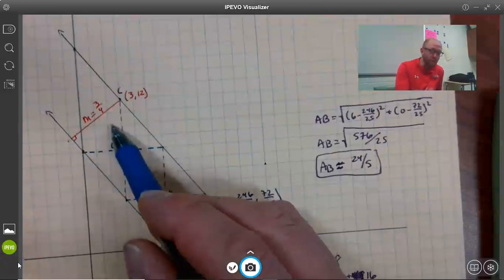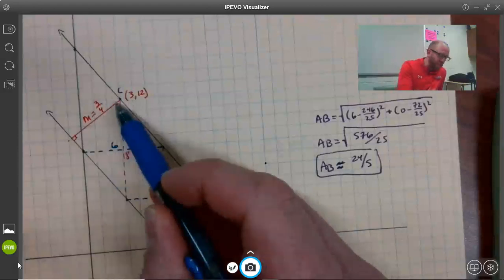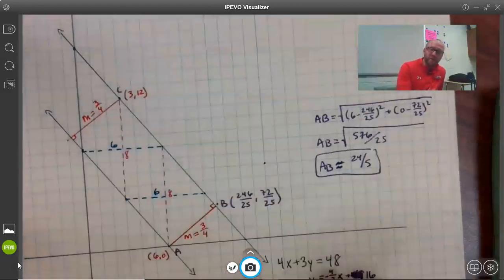All right, so we're going to do up here. We'll find the distance across here, and we should get 24/5 again. If we do, then we've verified that the lines are parallel. So let's do it again. So next, finding the equation for this line right here.